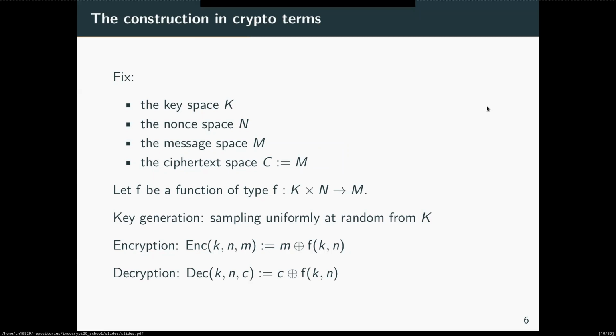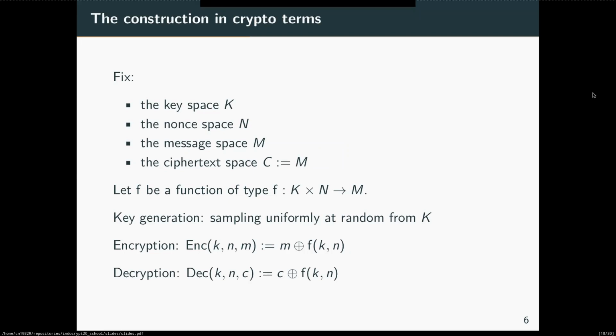Sorry, that's not correct. It's a function from nonces to messages that's indexed by the key space. For key generation, we'll again be keeping it simple. We'll sample the keys uniformly at random from the set K. And encryption will be done as specified above, except now I'm writing it in pseudocode, or actually in code.